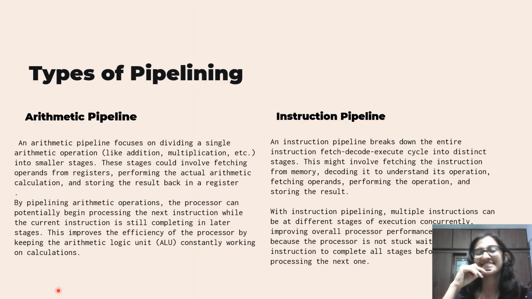So let's discuss the types of pipelining. There are 2 main types of pipelining: arithmetic pipelining and instruction pipelining. Arithmetic pipelining is focused mostly on the ALU, the arithmetic logical unit. What it does is that it breaks down arithmetic operations into smaller steps. Like I said earlier, it fetches operands from the register, it performs the arithmetic operation, and it stores this result back in a register. Now, while all of this happens, a processor sits idle for very long.